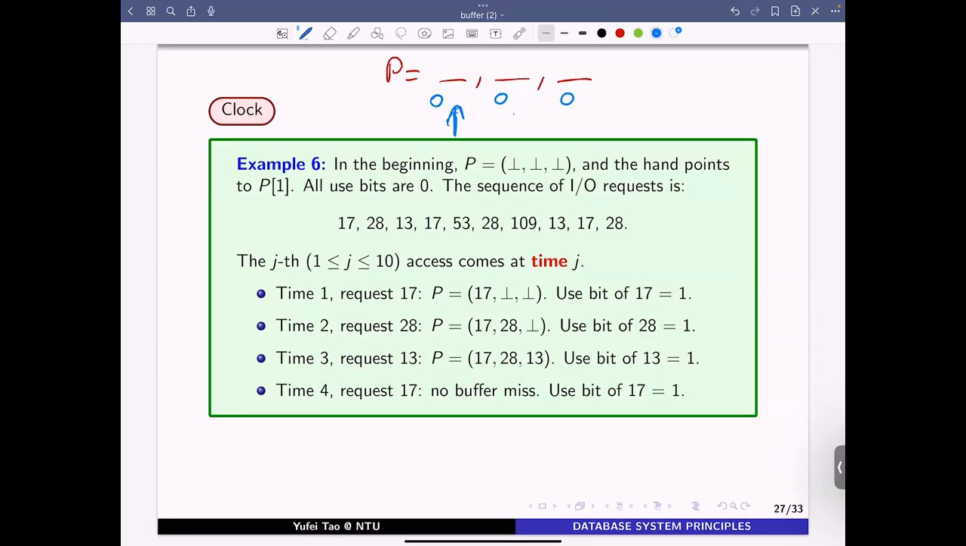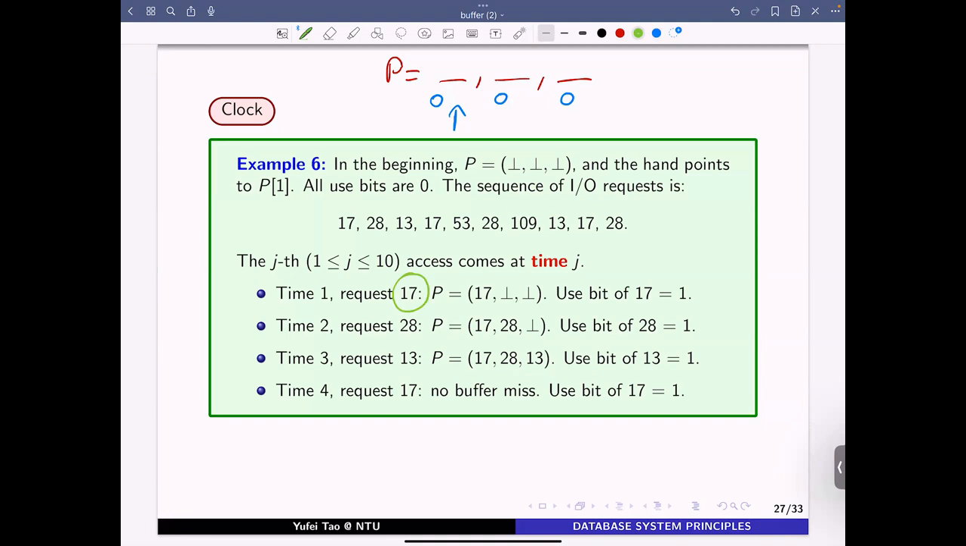This hand is going to move in a round robin manner. It's going to move from the first position to the second position, and then to the third position, and then it will go back to the first position. This is how the hand is going to move. In the beginning, let's say the hand is initialized to the first frame of the pool.